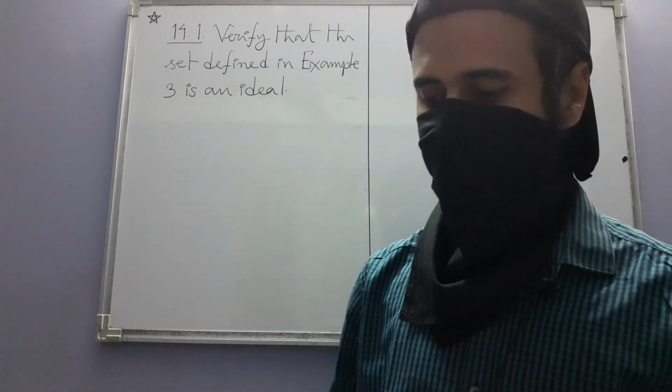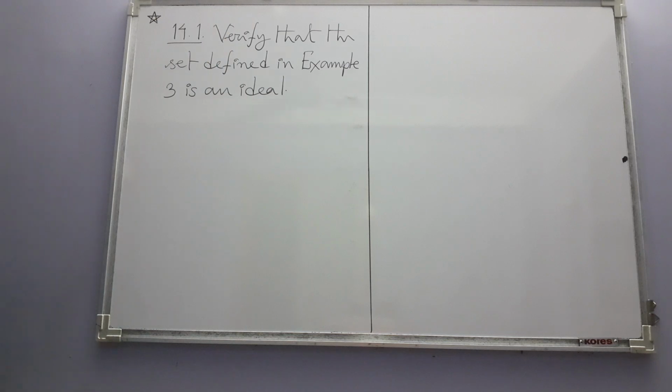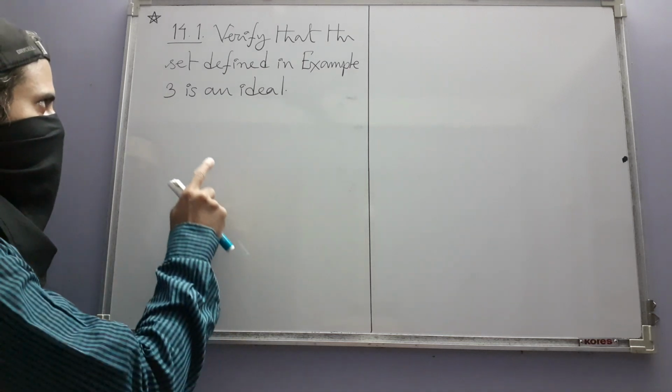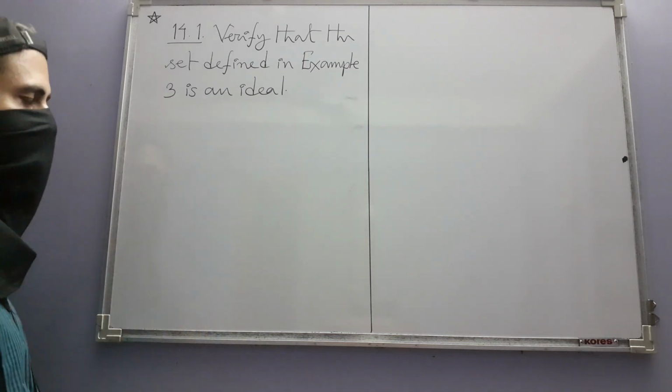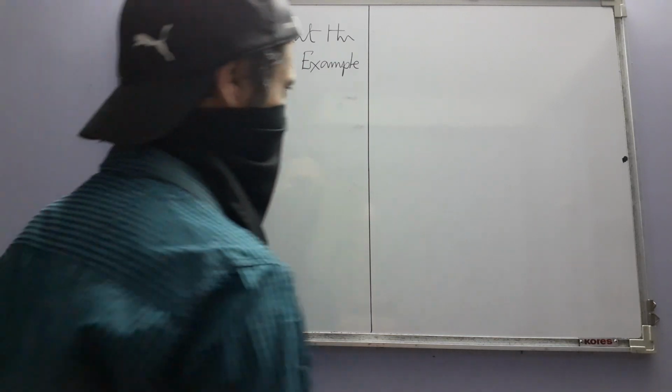Okay, so we are now going to start the exercises of the next chapter, that is the 14th one. And this is the first one. Here we have to verify that the set defined in example 3 is an ideal. So we have to go back to example 3.